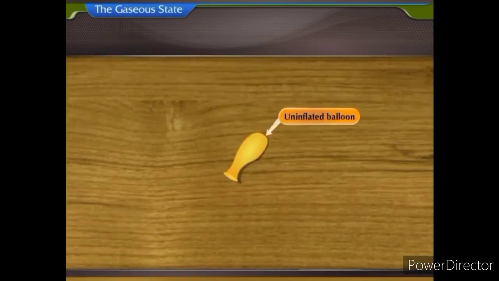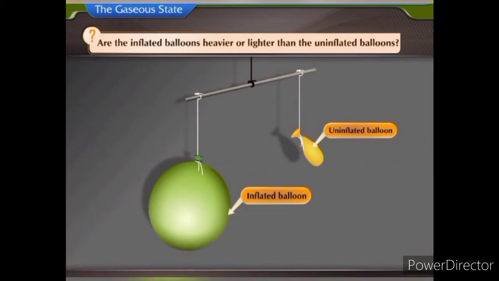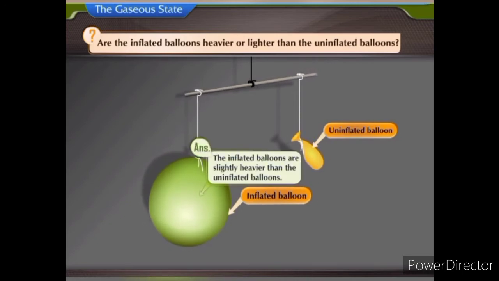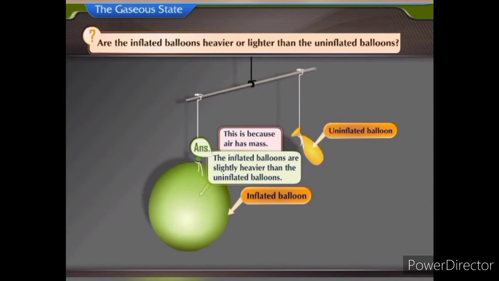Take an uninflated balloon. Are the inflated balloons heavier or lighter than the uninflated balloons? The inflated balloons are slightly heavier than the uninflated balloons. This is because air has mass.